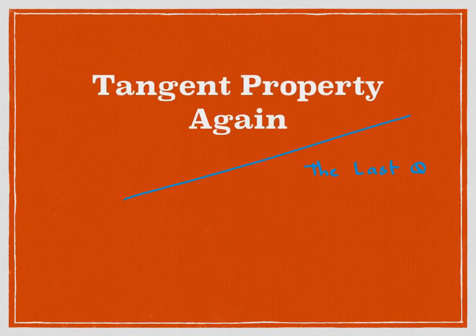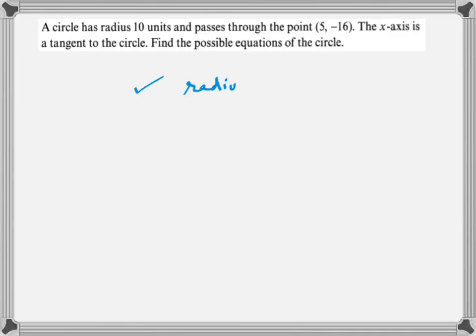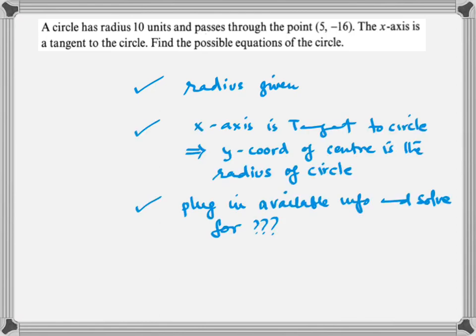Tangent property again, and this is the last question, finally. A circle has radius 10 units. It passes through (5, -16). Now keep in mind (5, -16) is not the center. This is a point on the circumference. The x-axis is a tangent to the circle. Find possible equations of the circle.